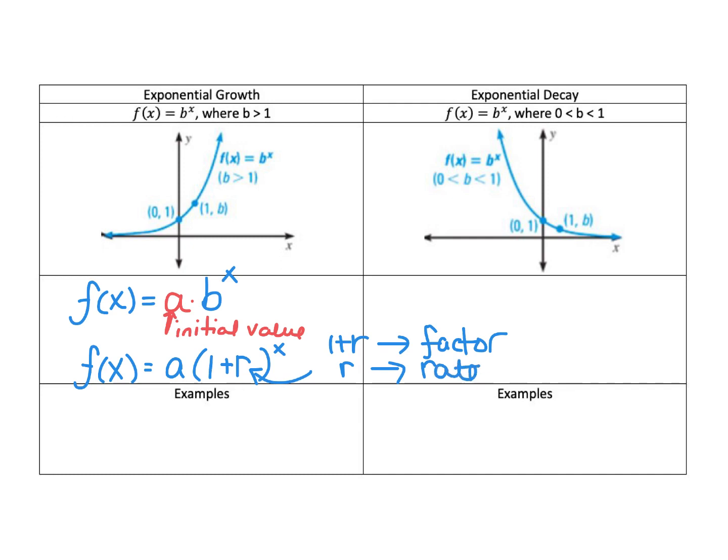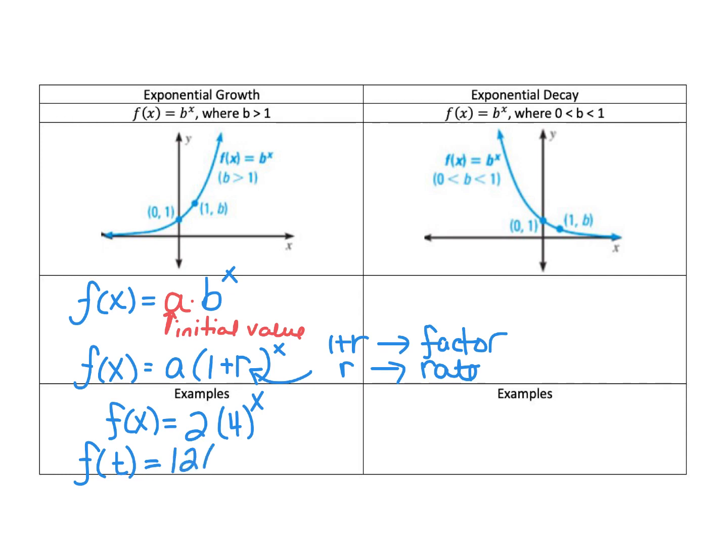So an example of an exponential growth function would be f of x is equal to 2 times 4 to the x power. In this scenario, my factor would be 4, and the rate would be 3, or we could even say 300%. Often we use the notation of rather than x, we'll use a t for time because we're looking at how things grow or decay over time.